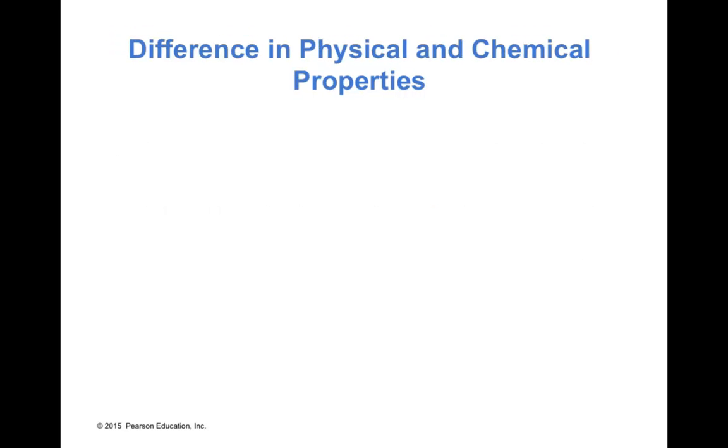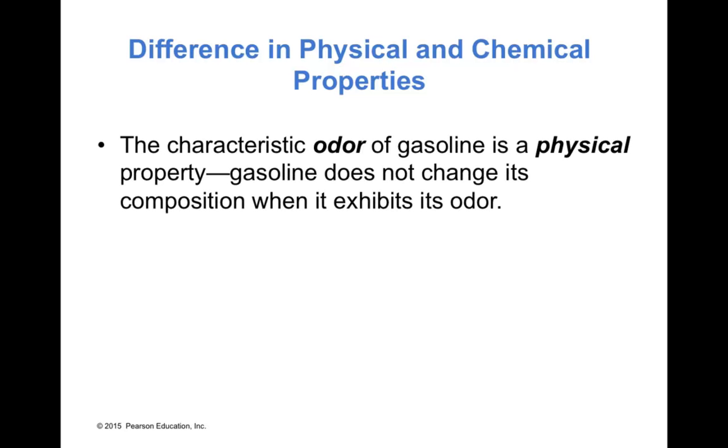Let's see some examples to try to understand the difference between these two properties. The characteristic odor of gasoline is a physical property. Gasoline does not change its composition when it exhibits its odor.